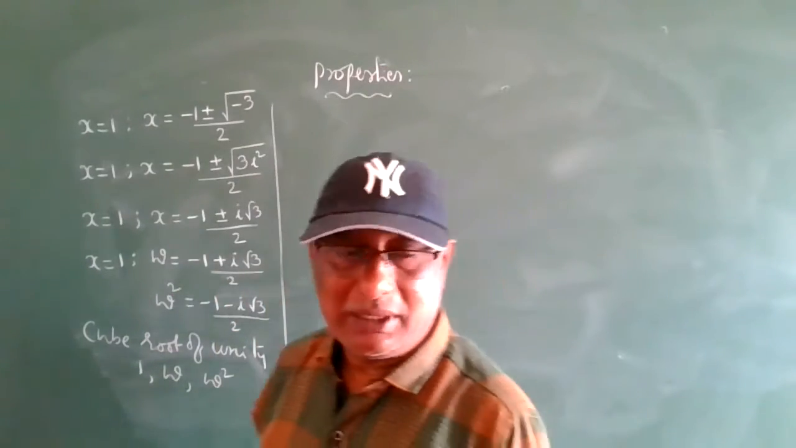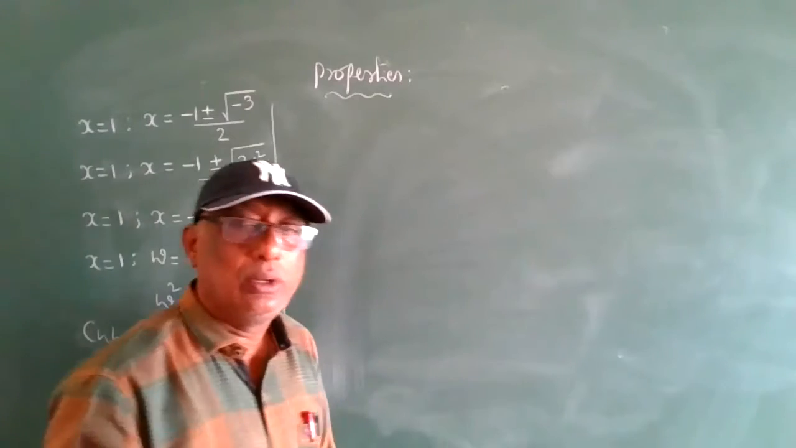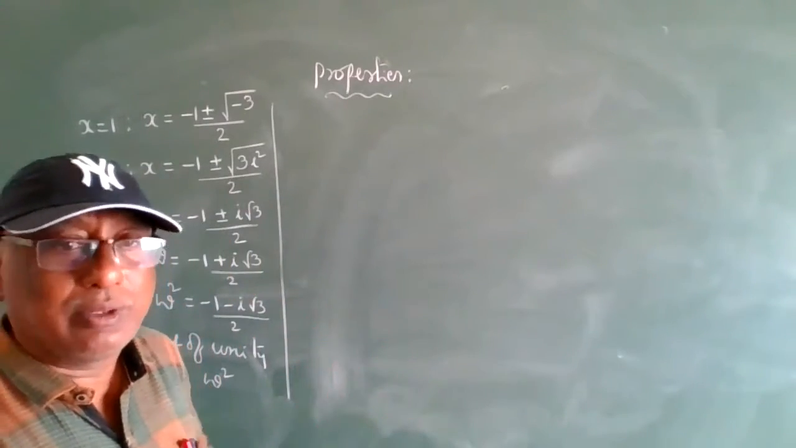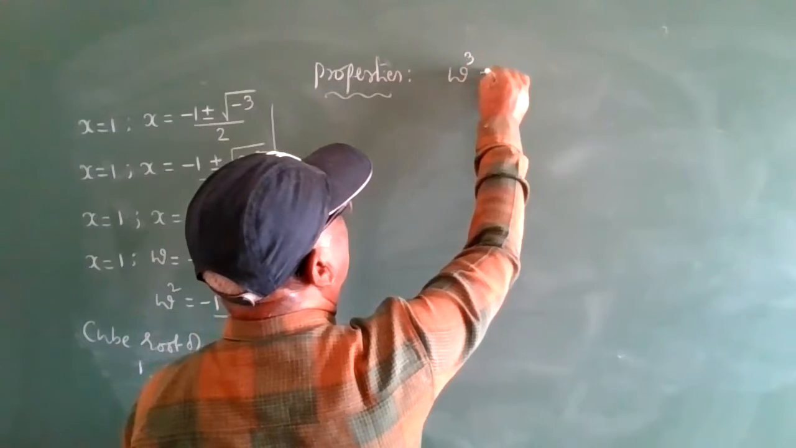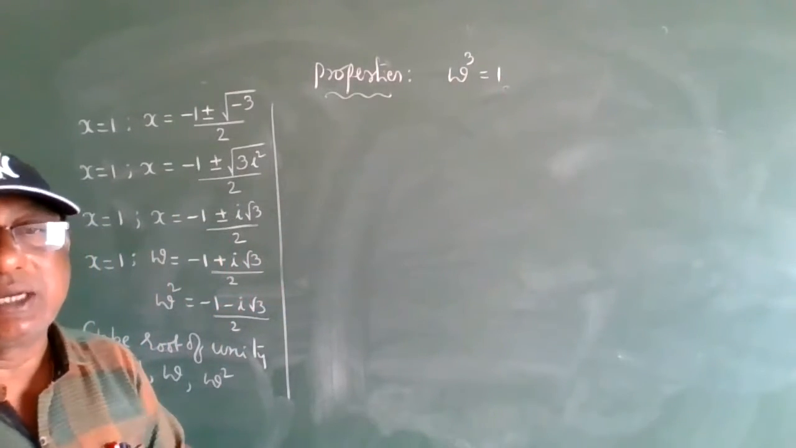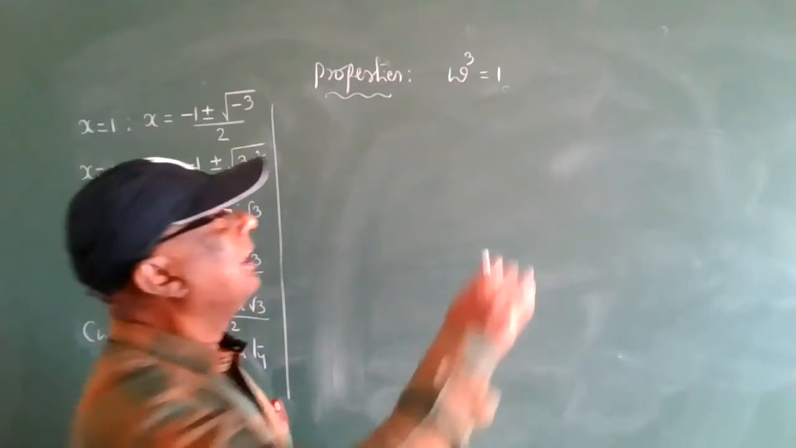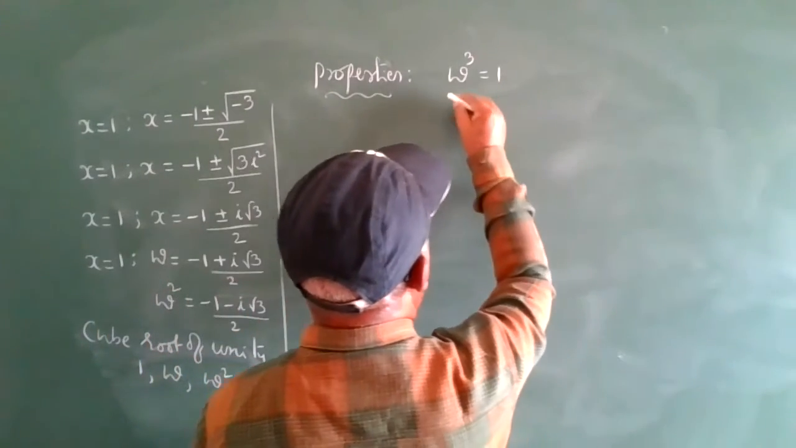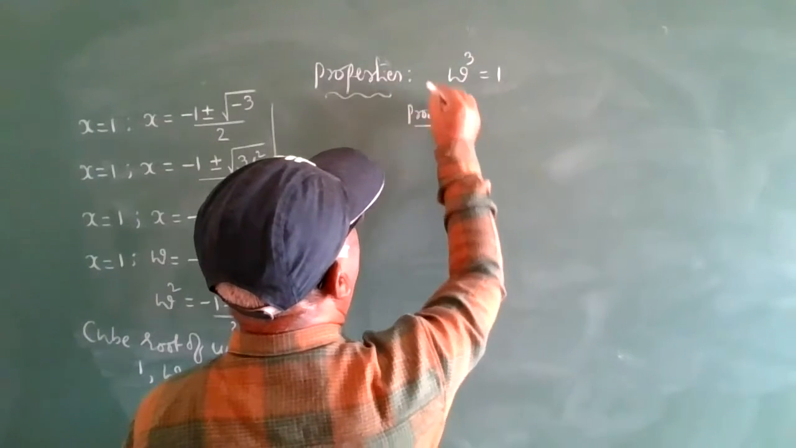What are the properties of the cube root of unity? Omega cube value is 1. If you want, check. Compulsorily, omega cube value is 1 only. If you want, I will write the proof for every property.